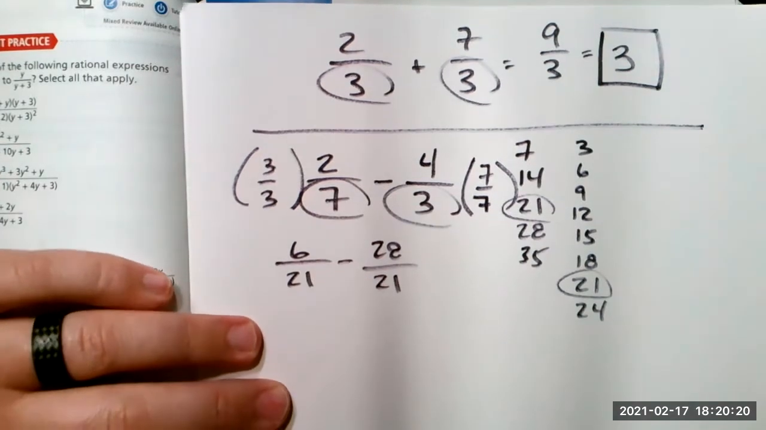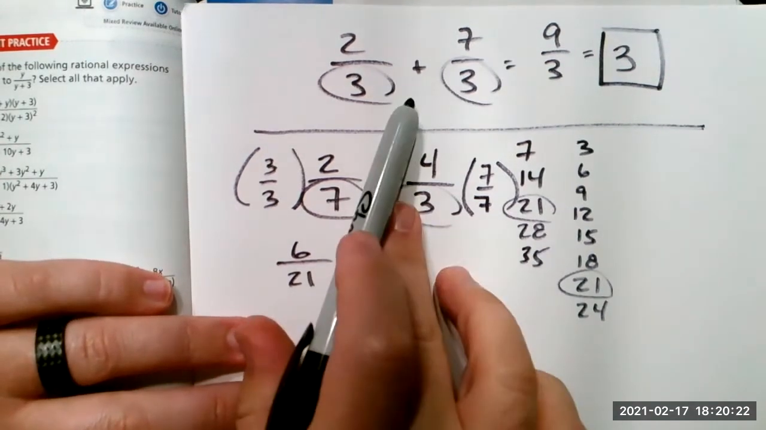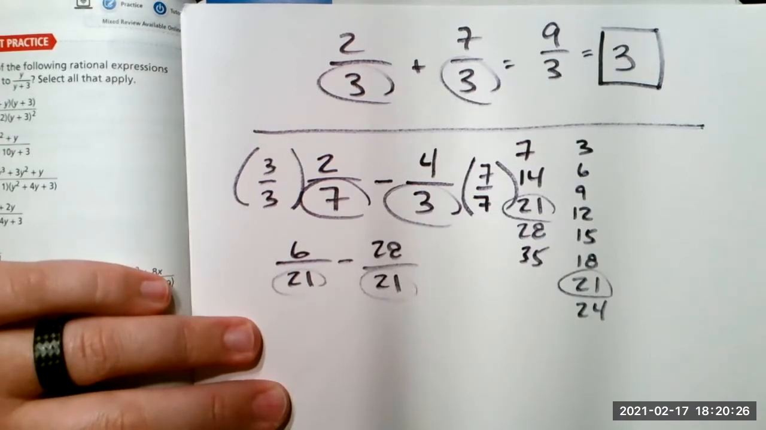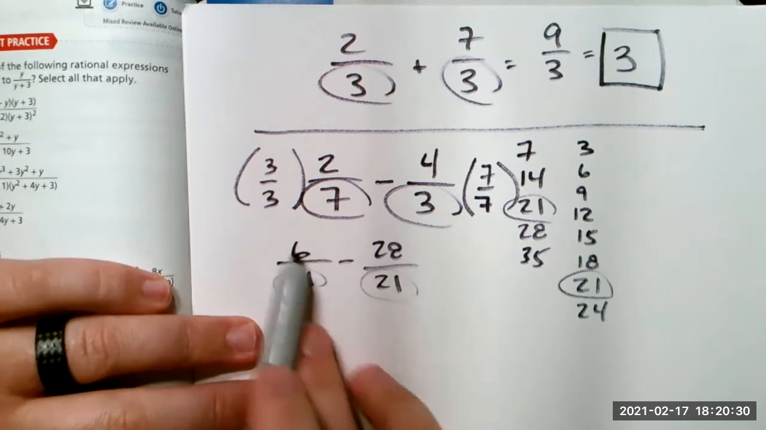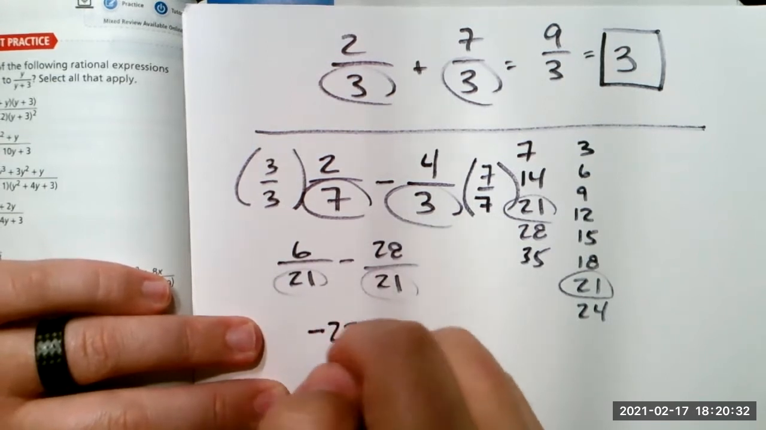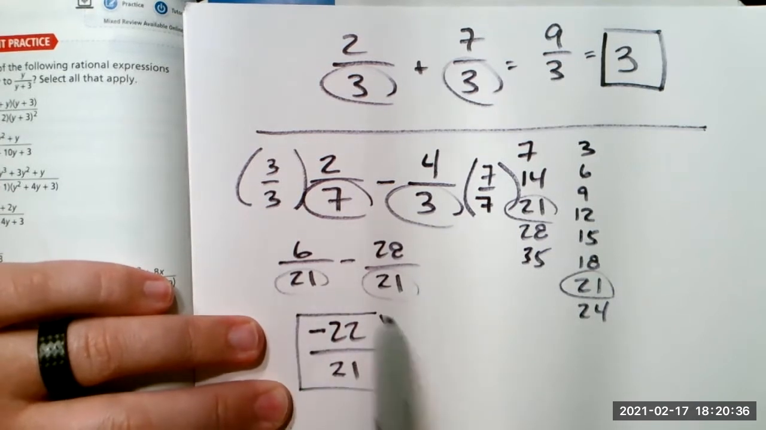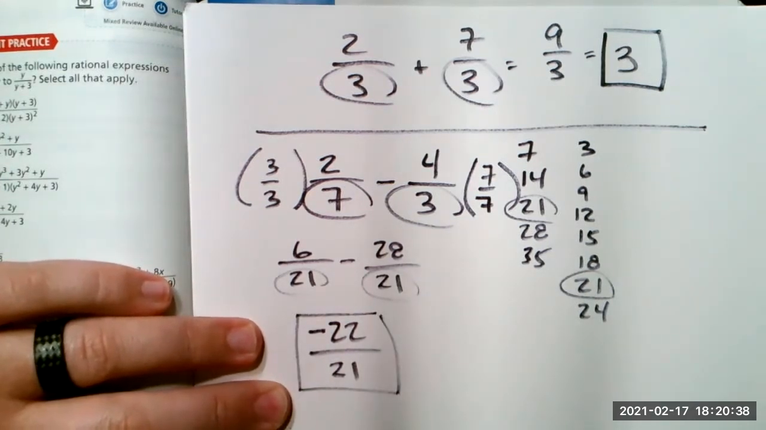Now look at what we've got. We've basically got the same situation we did up here with this example. We've got common denominators. They match, so I can just add my numerators. So 6 minus 28 is negative 22. My denominator is 21. So that would be my final answer.